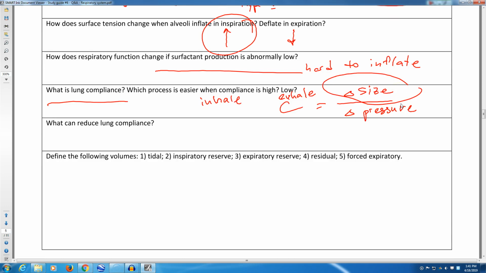Lung compliance is reduced in restrictive pulmonary diseases like pulmonary fibrosis. It may also be reduced by conditions like scoliosis or ossification of the costal cartilage. Anything that reduces the capacity of the lung to expand. Okay, let's talk about the volumes.